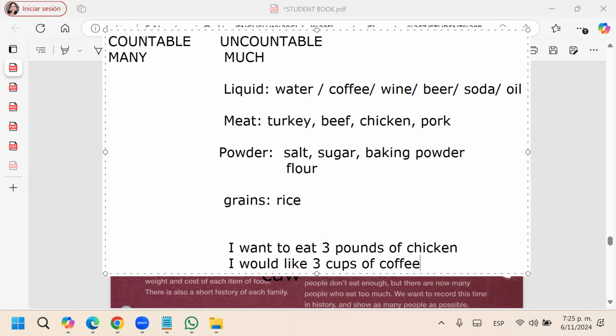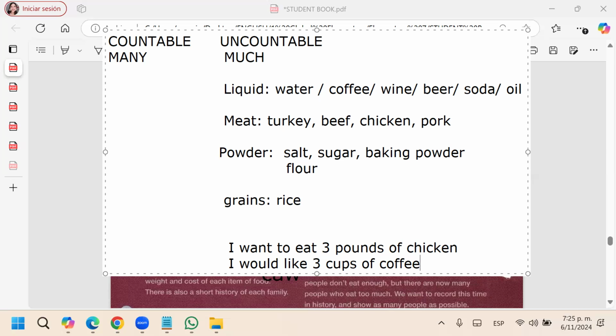Okay? Yo siempre les digo a mis estudiantes, esto es el deber ser, pero en la vida real es algo muy diferente. En la vida real, pues si las personas dicen 2 coffees, 3 coffees, 4, 5, aunque debería meterlo en un contenedor. 2 cups of coffee, 2 mugs of coffee, 2 glasses of wine, 1 glass of wine.